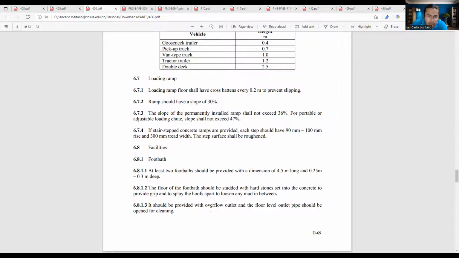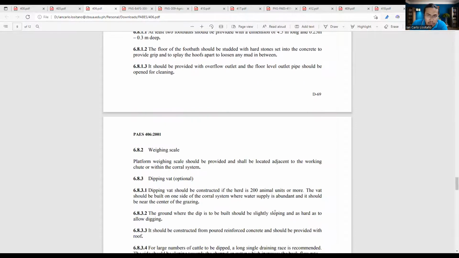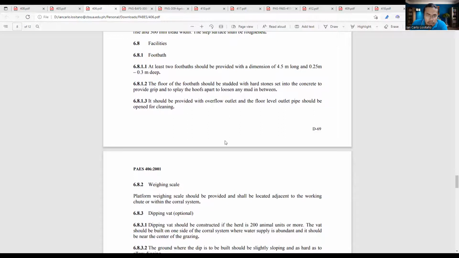It should be provided with an overflow outlet, and the floor level outlet pipe should be open for cleaning. Okay, so it means that there should be a time when the foot bath should be cleaned.